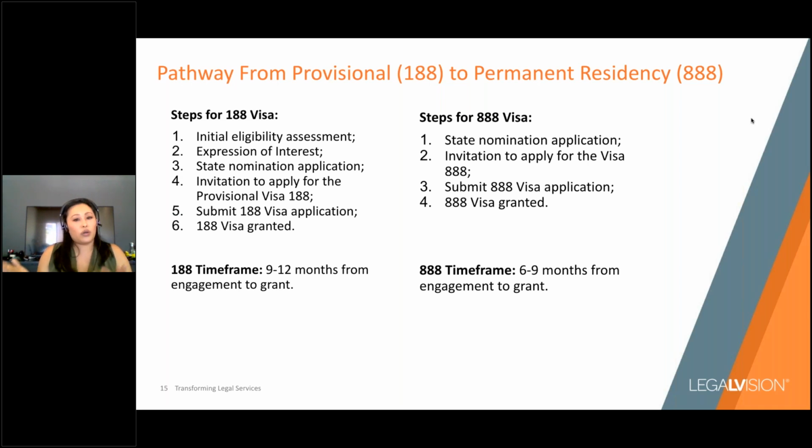Once you're granted the provisional business visa in the relevant stream, and that visa is valid for 5 years, you don't typically have to wait the full 5 years to apply for the permanent residency visa. There are certain cutoffs and deadlines, depending on the stream. But when you're eligible to apply for the permanent residency visa, the first step is applying for state nomination. State nomination is required for both the provisional and permanent residency visa.